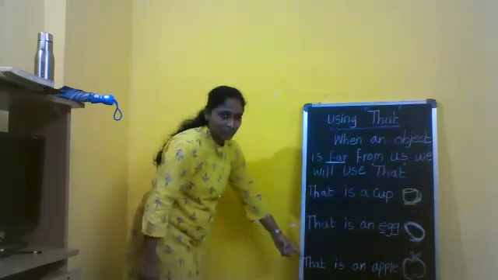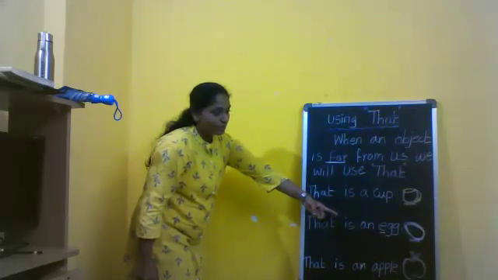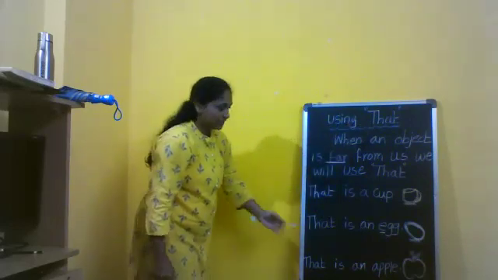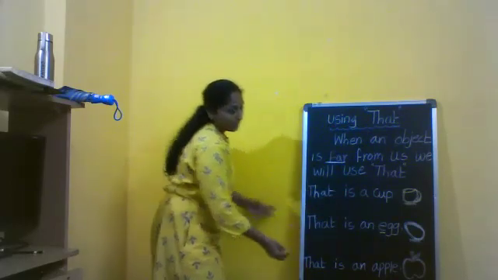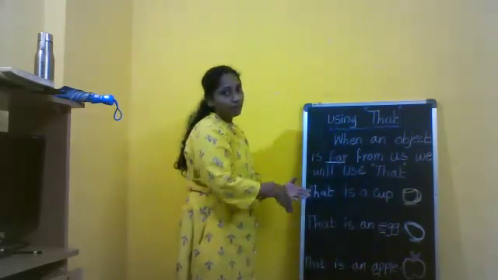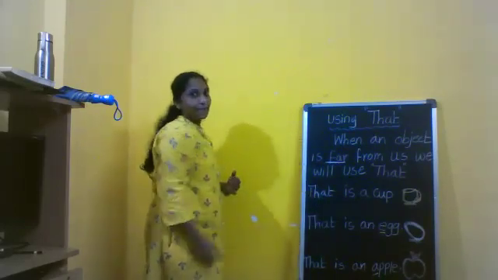Come on, next picture. Far from me. Yes, so we are using "that." Using "that," we are framing a sentence here. Come on. That is an apple, because "apple" starts with A. A is a vowel. Before a vowel, which article? An. That is an apple.